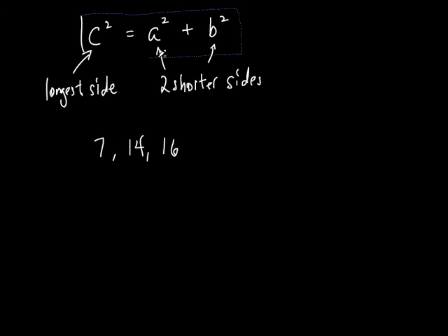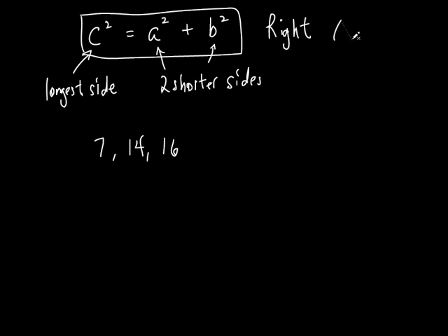Well, if I take the longest of these three sides and I square it, take the two shorter sides, square them and add them up, if those two things equal each other, then guess what kind of triangle it is? It's a right triangle. If c squared, the longest side squared, equals the sum of the squares of the two shorter sides, then it's a right triangle. Okay, let's see if it is.